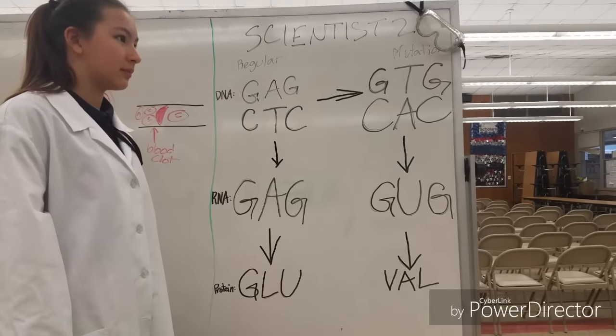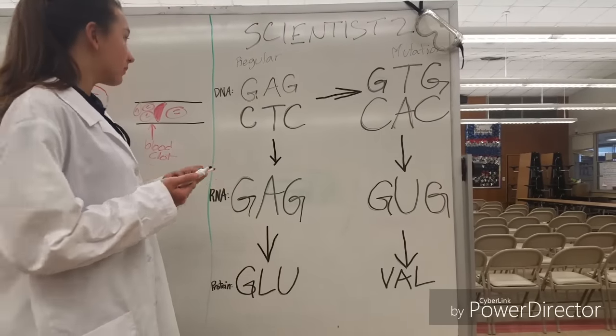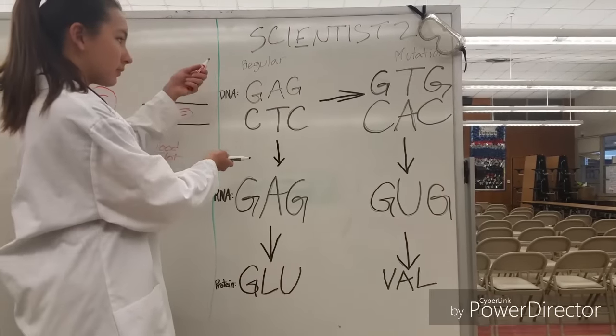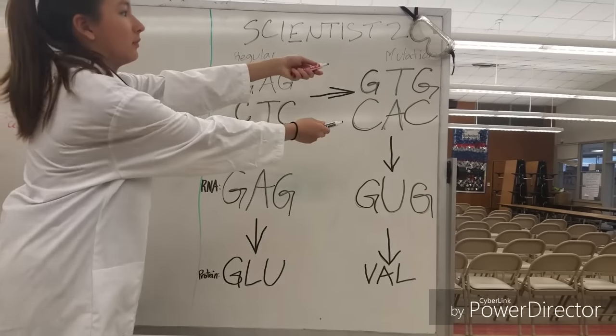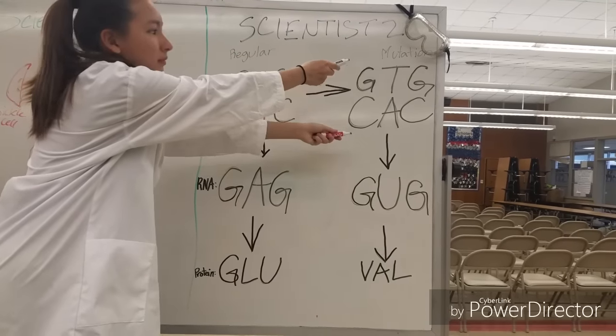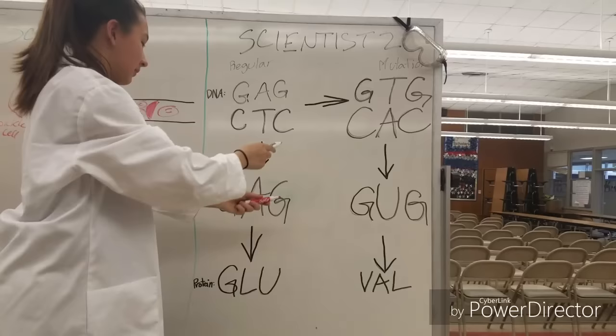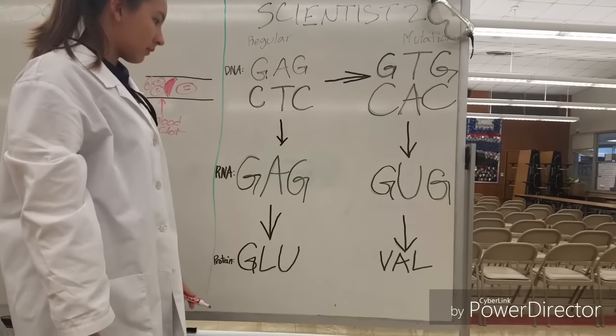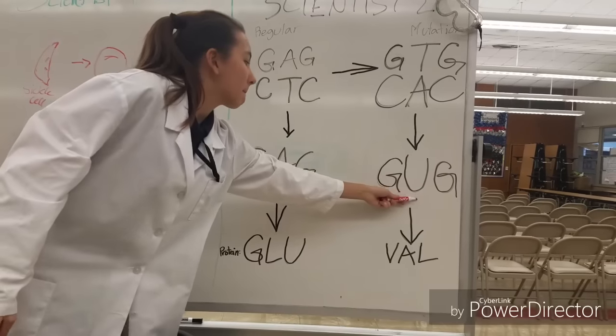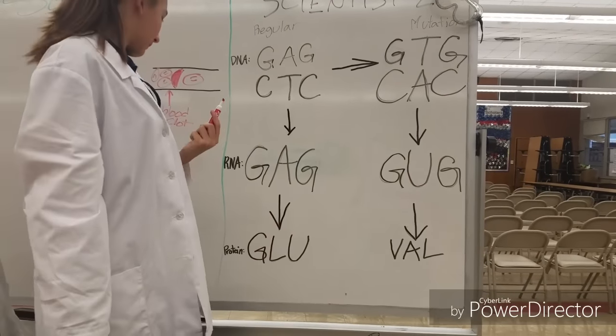In a regular DNA strand, the adenine and thymine are in their natural places. However, in the sickle cell mutated gene, the thymine and adenine are switched. That causes the RNA to be affected. The adenine then changes to the uracil. That makes the entire protein mutated.